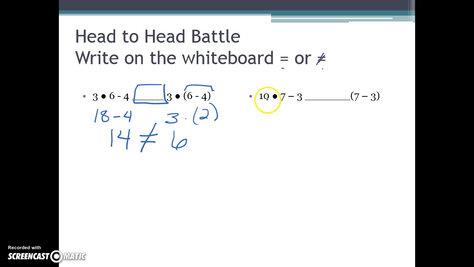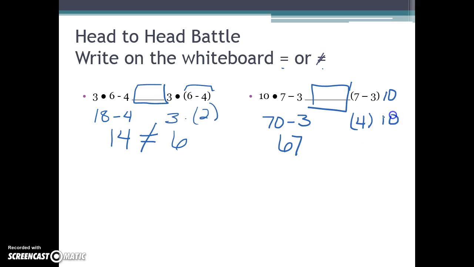Over here on the other side, again, according to PEMDAS, there are no parentheses, there are no exponents, so we'll do multiplication. 10 times 7 is 70. 70 minus 3 is 67. We don't know what goes here yet, and there should have been a 10 there. That was a typo. 7 minus 3, it's in the parentheses. We'll do that first. 4 times 10 is equal to 40. What goes into the parentheses? In this case, we have does not equal.